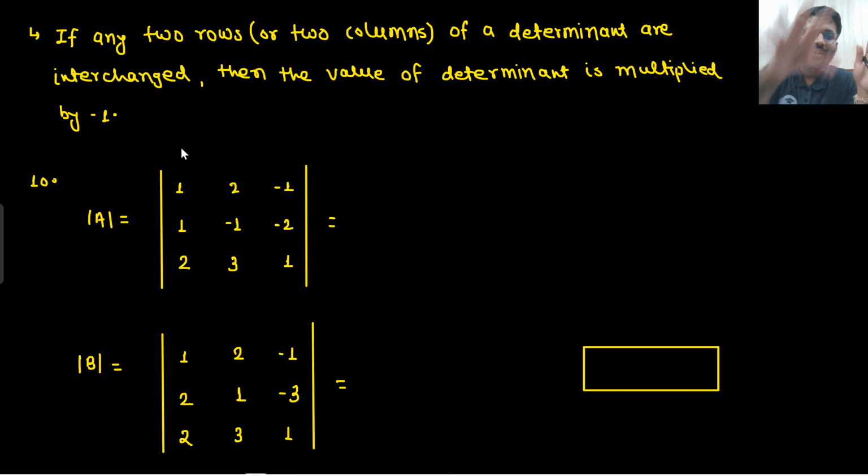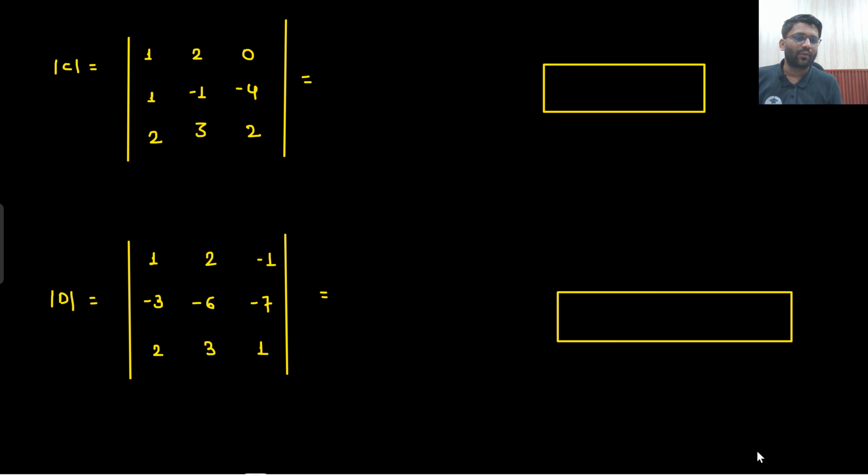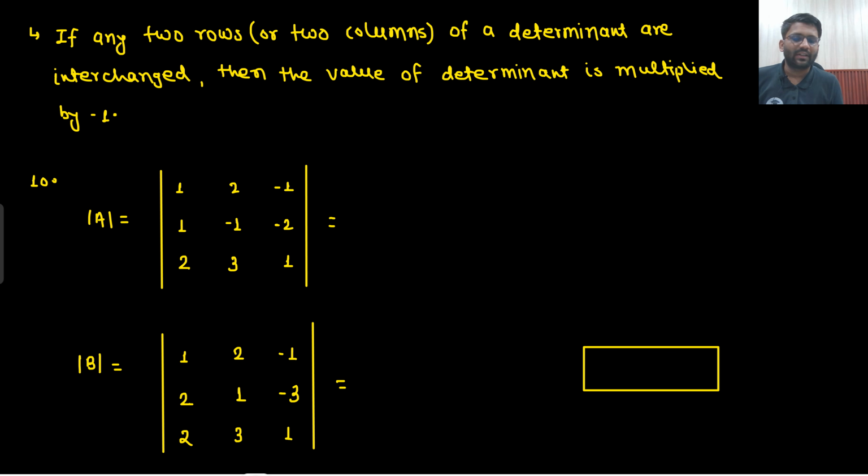There was one example first, and from that example the property came out. It's not that the property was there and then the example came out. No, the example was there, then the property came out. So first we will learn the example and then we will see the property. Here as well we are going to learn some property, but first you need to calculate the value. What will be the determinant value here? So calculate the determinant of A, determinant of B, determinant of C, and determinant of D, and then we will see the conclusion.